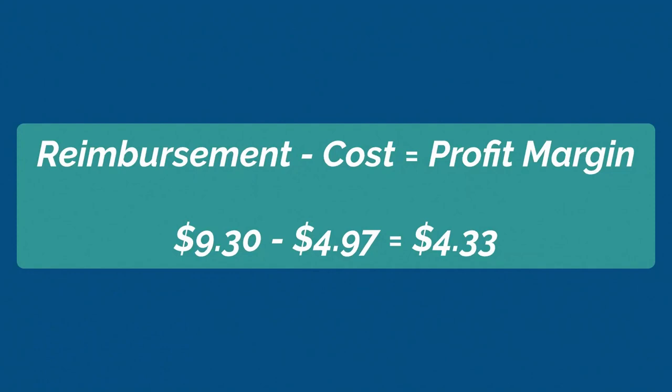So in our last example, our reimbursement cost was $9.30. We paid $4.97 for the 30 tablets, so when you subtract those two, we had a profit margin of $4.33.